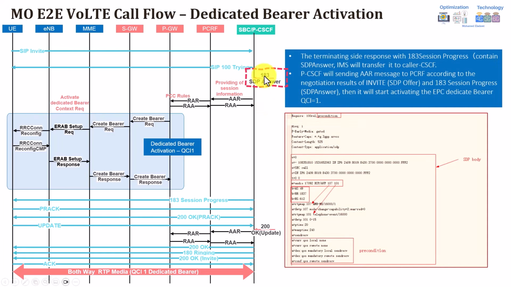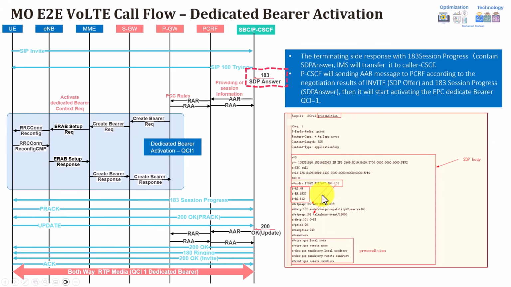The next message is actually about the 183 SDP answer. First, the proxy CSCF will reply directly with SIP 100 Trying. This is just telling them don't send any more INVITE requests. Then here, this is very important. They will receive the answer from the terminating call, right? Which is 183 Session Progress, right?